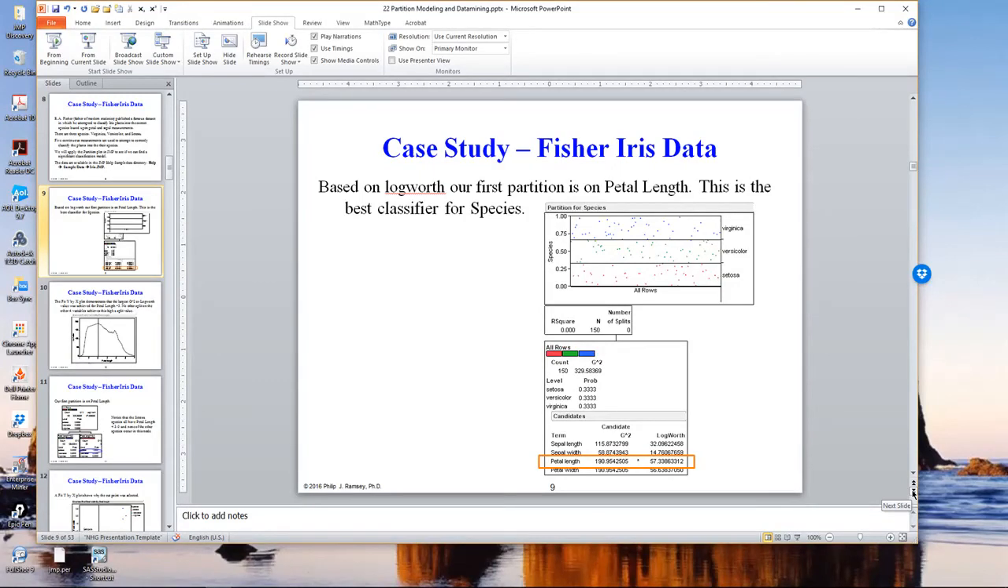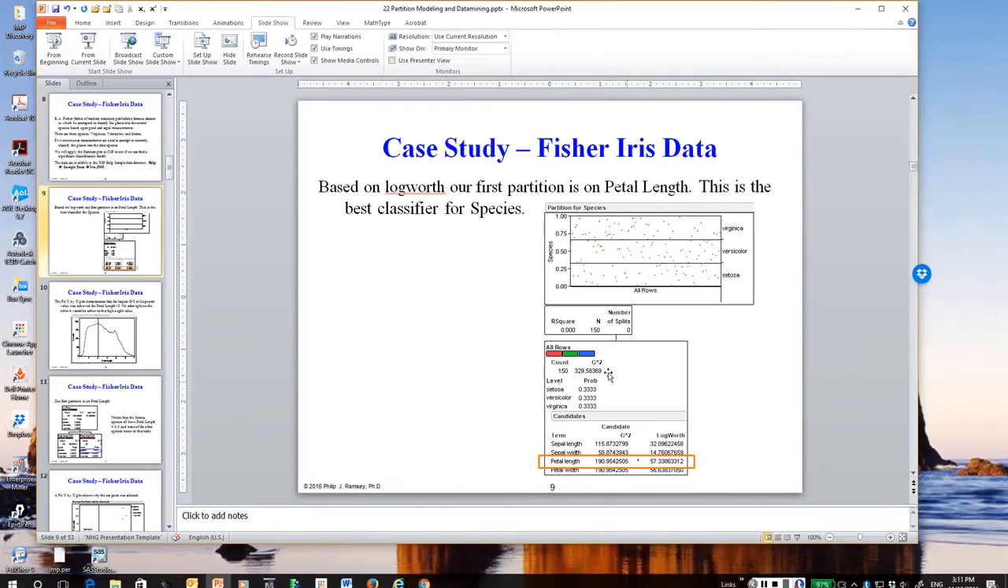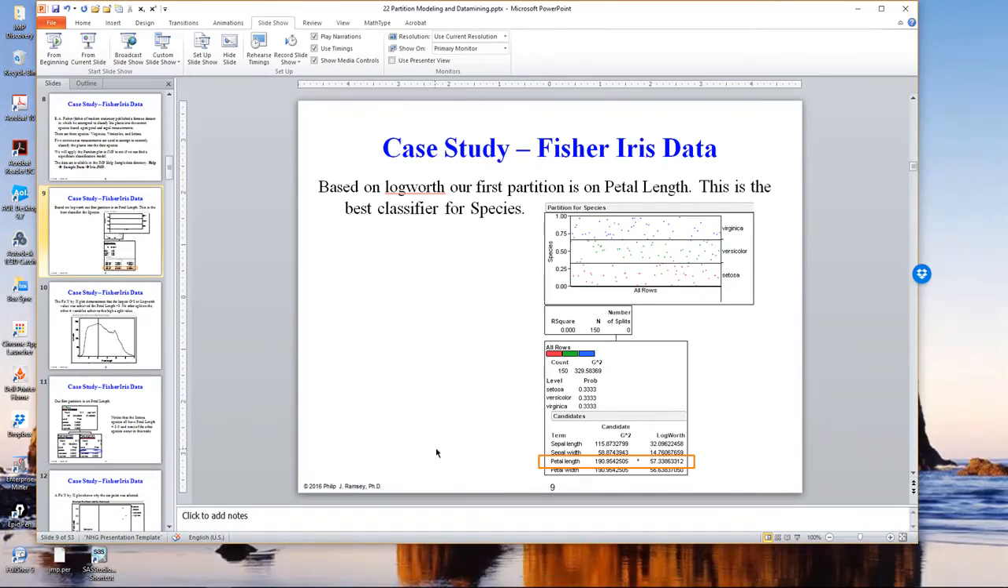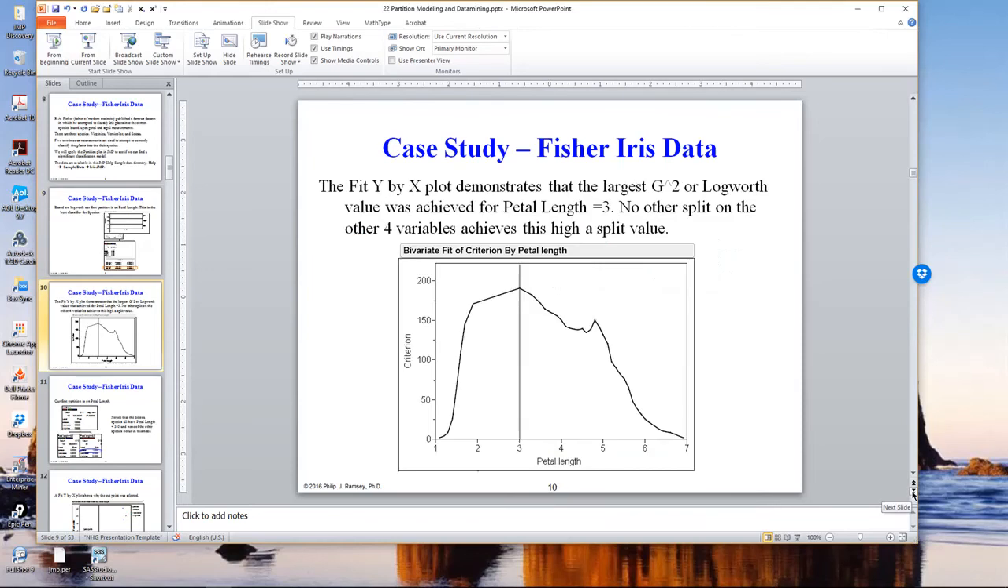Okay, so again, I'll illustrate this in a moment in JMP, but I just want to show you how partitioning works. There are three species, and what we'd like to do is look through the potential predictors. There are only four: the sepal length, the sepal width, the petal length, and the petal width. So what JMP does, it goes through the measurement scales for these four variables and finds that petal length is the best predictor of which of the species one is looking at. It has the highest log worth value. So what JMP is going to do is split on petal length.